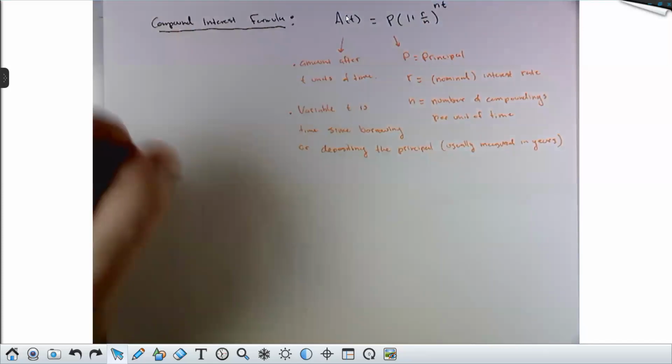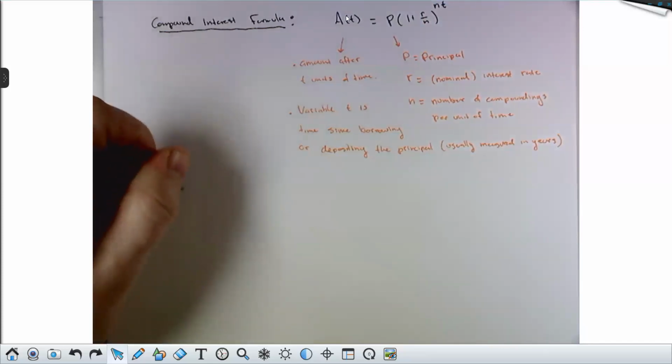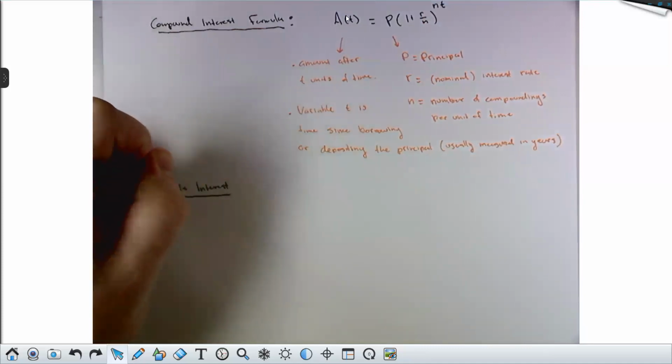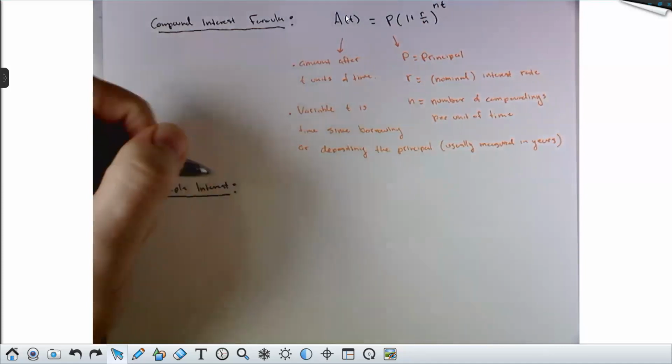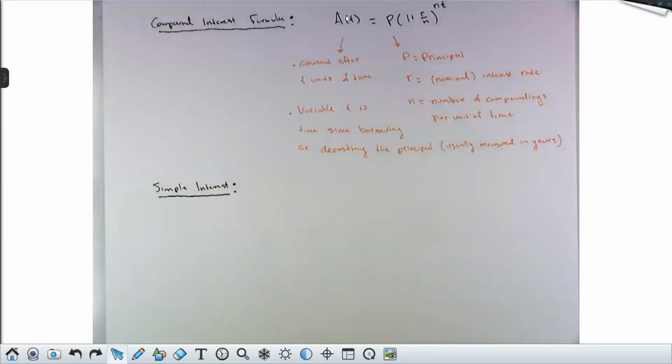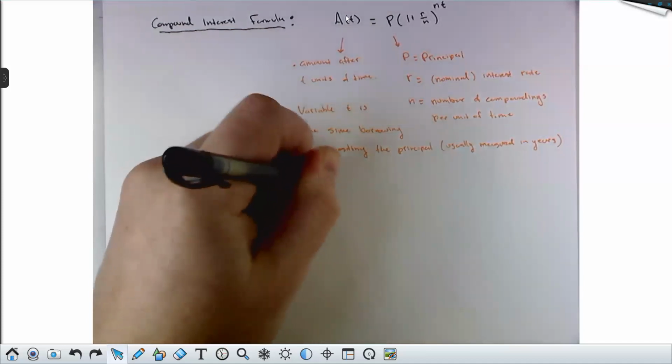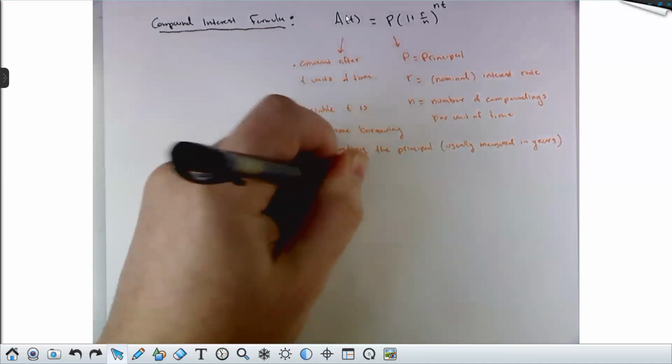Have you guys ever heard of simple interest before? If you ask someone on the street, how do you calculate interest? Most likely they'll give you an answer that comes from simple interest. You just multiply the amount borrowed by the interest rate and the time, right? So the interest earned after T units of time is the amount borrowed times the interest rate times the time.